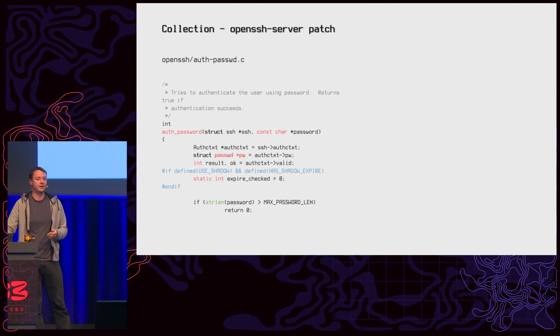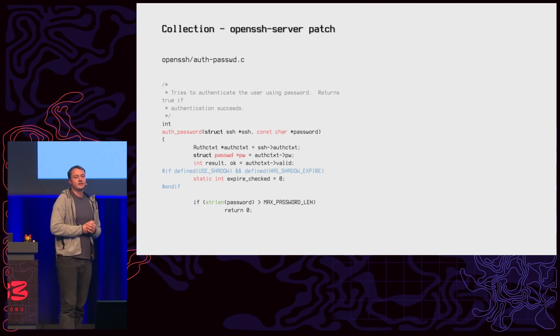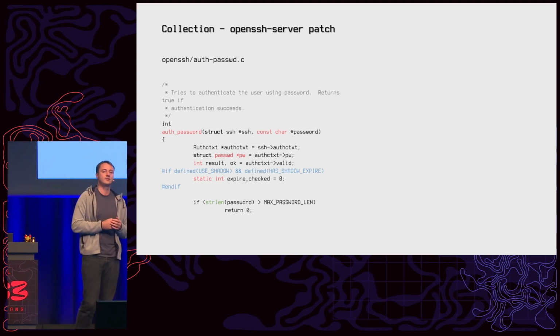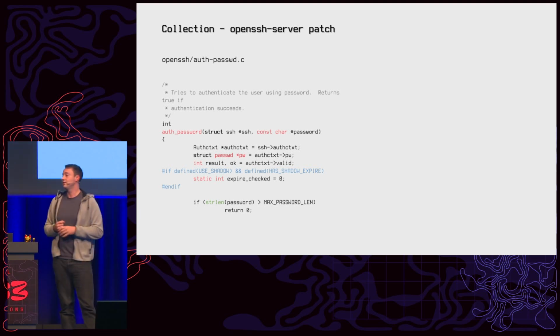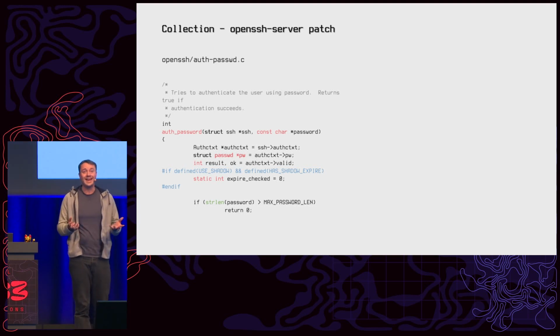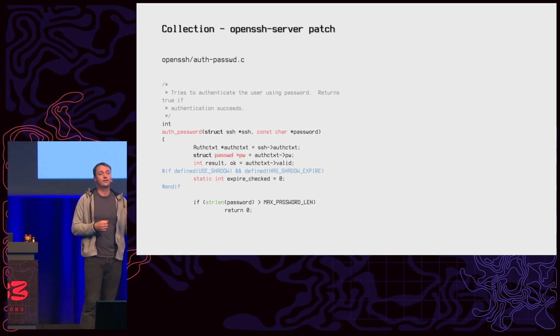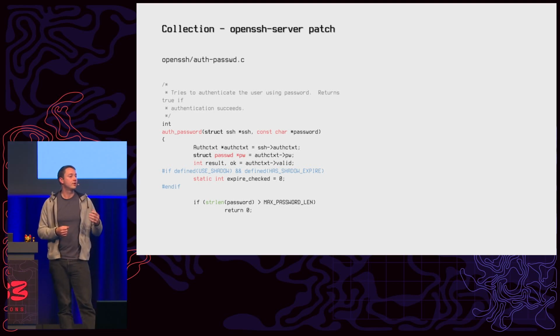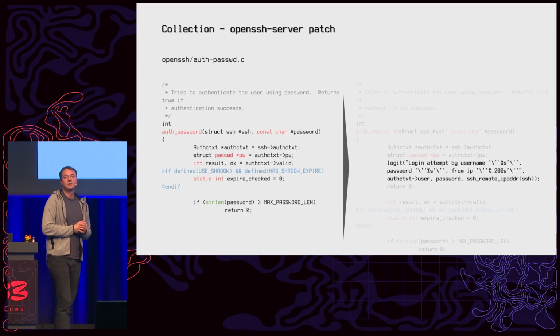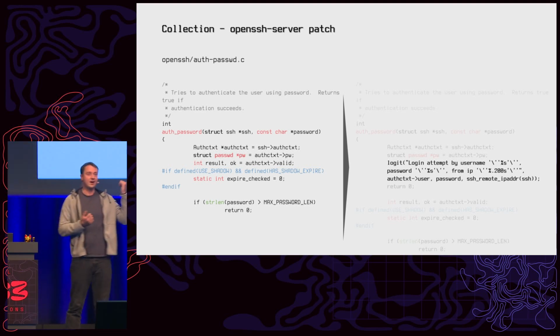Now, how does this look in detail? What you can see here is, if you download the OpenSSH source code, you can find a file in there that's the auth passwd file. And this file has a function, auth password. Well, I guess everybody in this room can guess what this function does. It is the function that is called every time you try to log into your OpenSSH server with username and password.